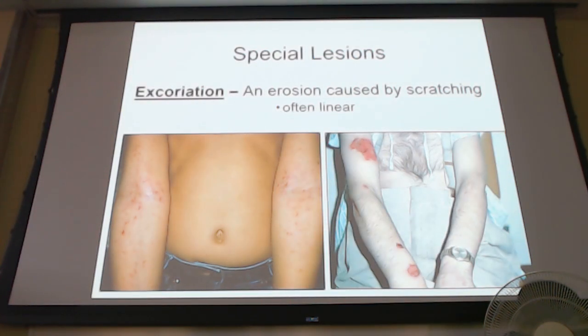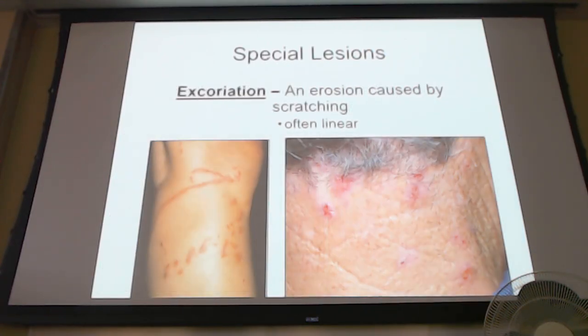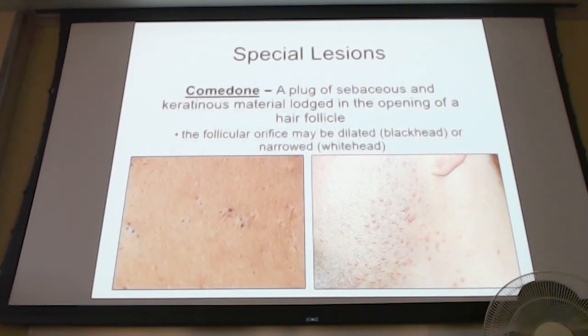Excoriation, erosion caused by scratching, often linear. So you can see where they are always scratching on their arm, or they're always scratching somewhere that causes that to happen. So that would be excoriation. Again, that's just some more pictures of it. So back of the neck.